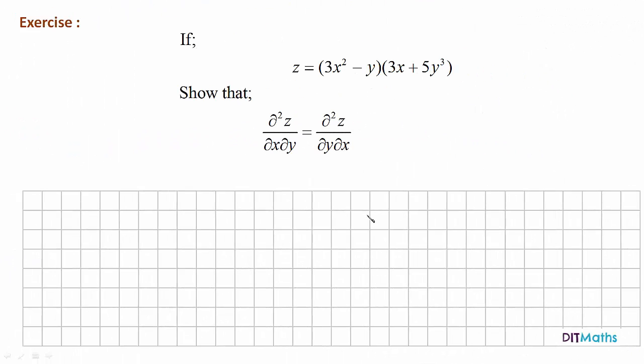So here's an exercise that you could try. Using the same function we had in the example, show that the second order derivative d2z dx dy is the same as the second order derivative d2z dy dx.